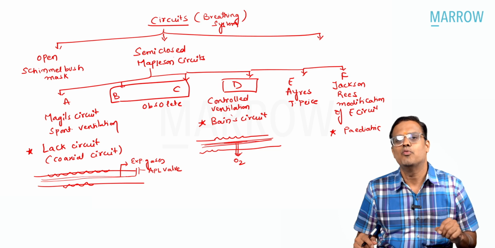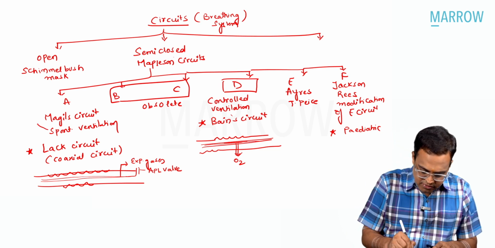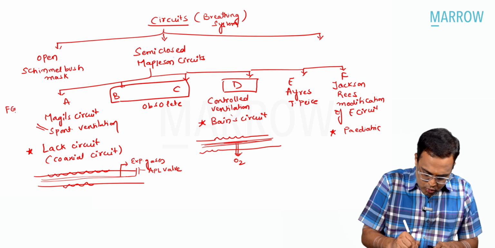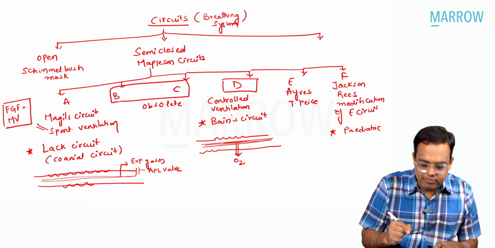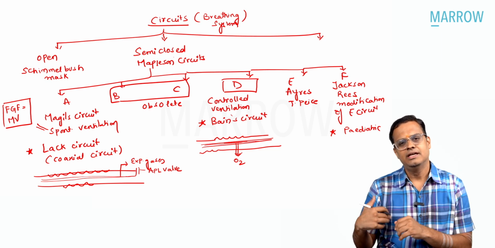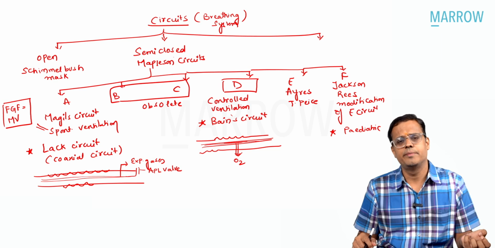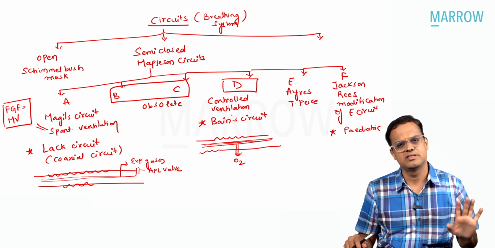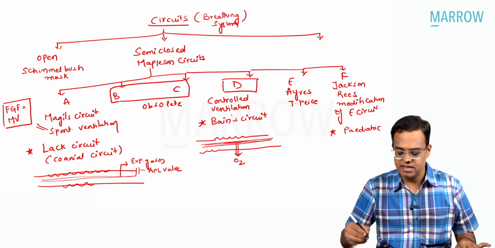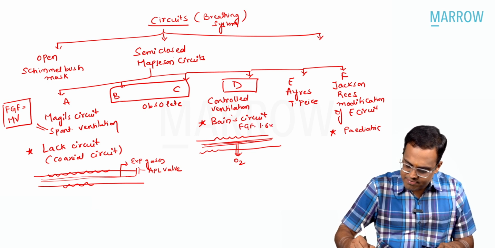One point, if you want me to add: the A circuit is the circuit of choice for spontaneous ventilation. The fresh gas flow should be equal to minute ventilation. If you remember this much, that will be sufficient. Why it is minute ventilation? All these factors are too cumbersome for an undergraduate student. For those preparing for the entrance examination, if you remember this much, that is sufficient. And in the Bain circuit, the fresh gas flow should be 1.6 times minute ventilation.